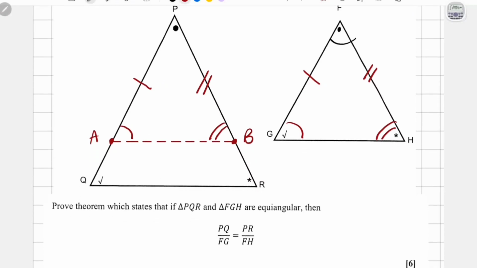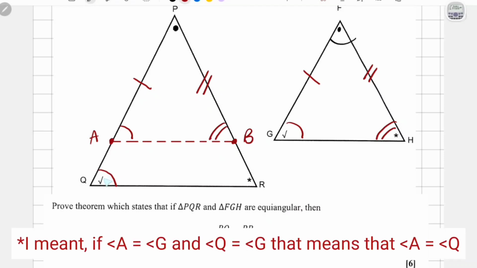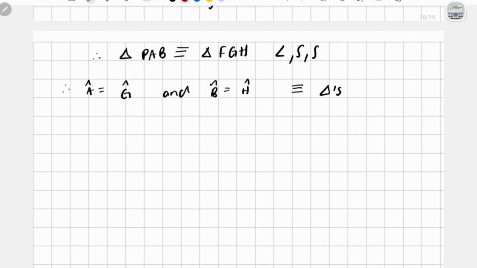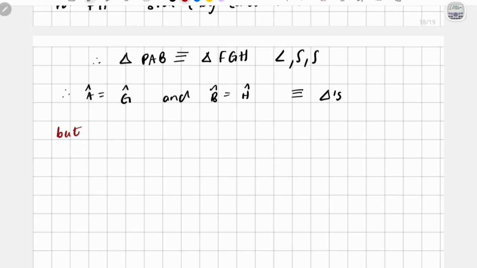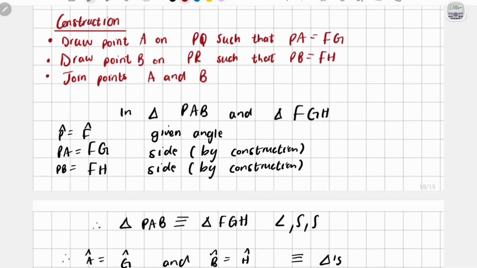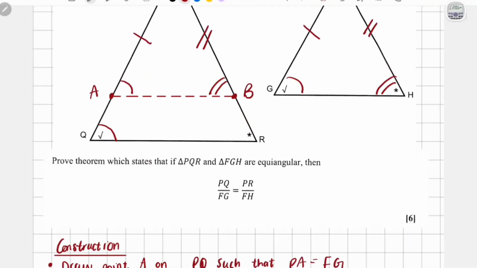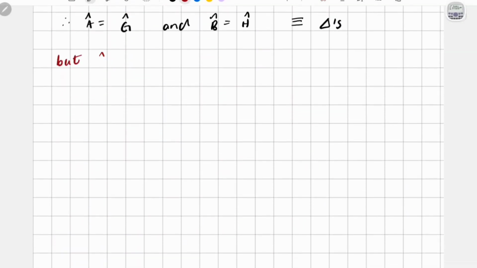Do you remember that angle Q initially was already equal to angle G? So think about it. If angle A is equal to angle G, and angle Q is equal to angle G, that means angle Q and angle A are equal. So first of all, I'll note that angle Q is equal to angle G.